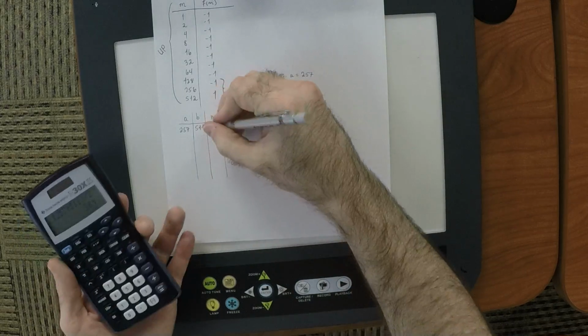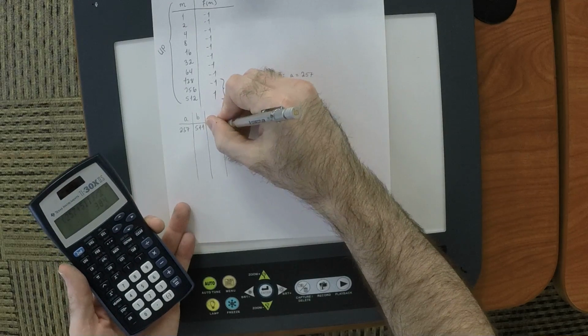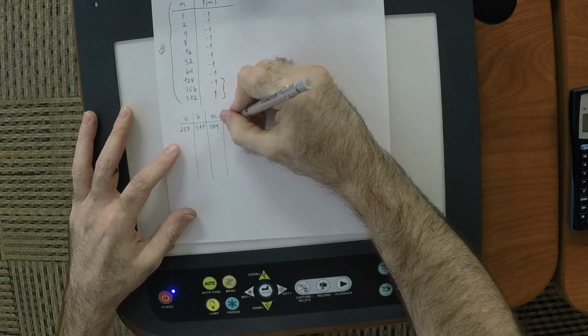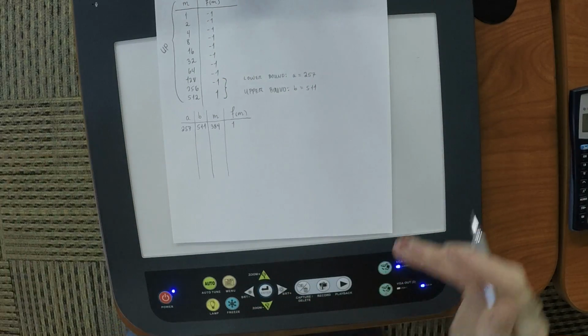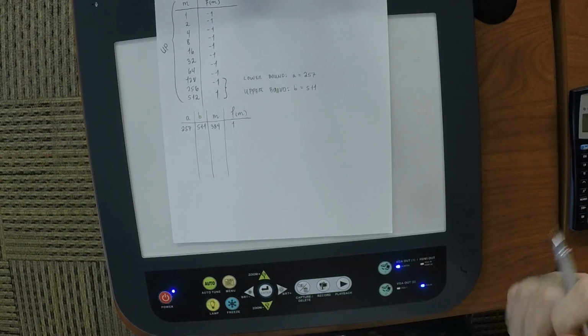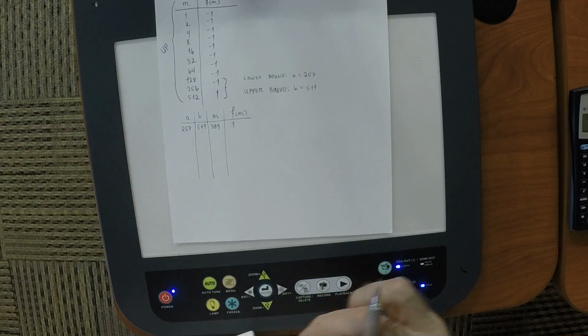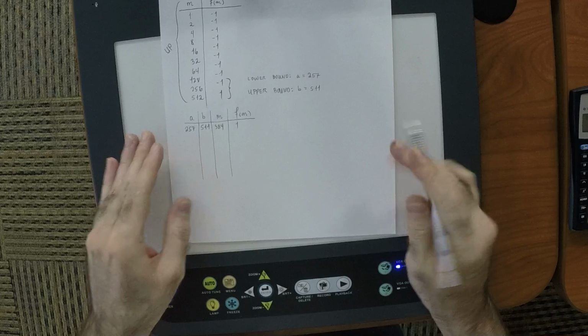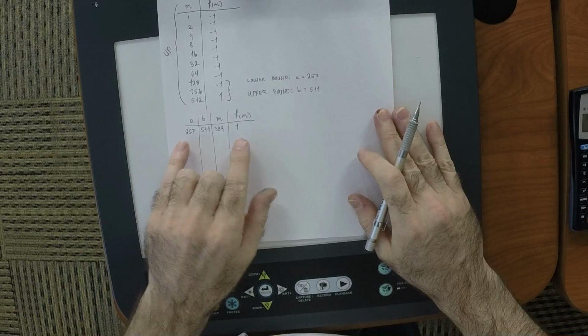So that'd be 384, so that's going to be my guess. And then I ask, how do you respond? Too high. All right. So that means that I'm going to have to continue, right? Because I didn't find it. But that does tell me how I can modify what I know.